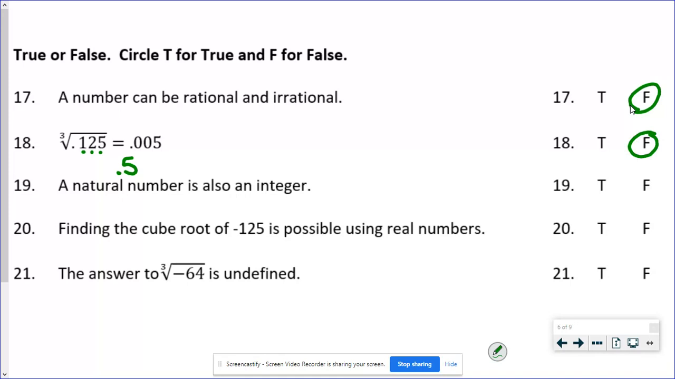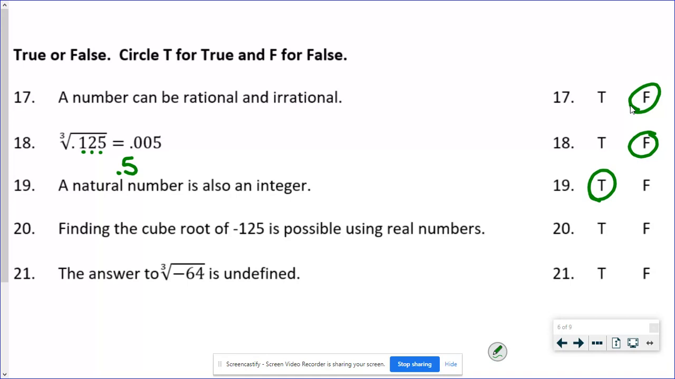In number 19, a natural number is also an integer. Again, if you look back at the problems that we just did, or if you look at that funnel or the other Venn diagram, the natural numbers are inside of the integer circle, or they would feed into that funnel. So yes, a natural number is also an integer.